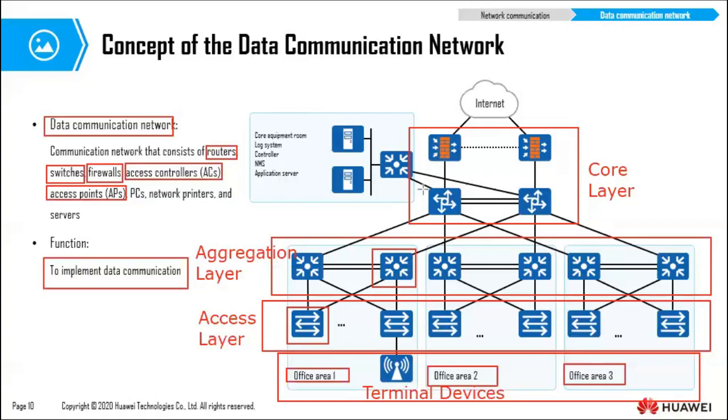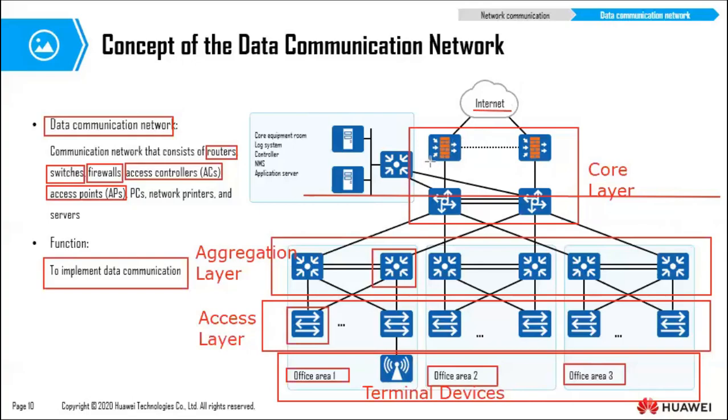Now, at the core layer, the core layer connects you to the internet. It is the boundary between your internal private network and the external public network. So generally, you need to understand that at the core layer, you have the router or layer three switches that provide the boundary between the internal private network and the external public network. That external public network is what we call the internet.